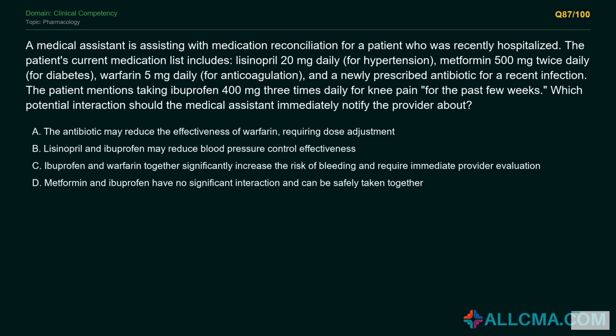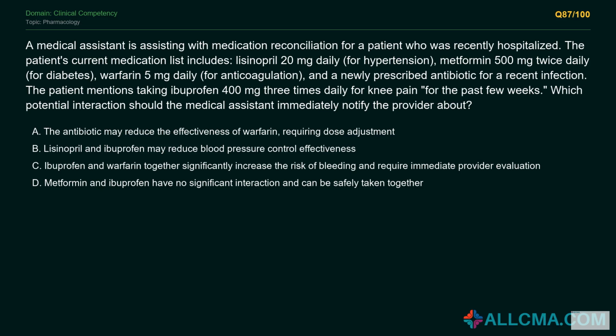Question 87. A medical assistant is assisting with medication reconciliation for a patient who was recently hospitalized. The patient's current medication list includes lisinopril 20 mg daily for hypertension, metformin 500 mg twice daily for diabetes, warfarin 5 mg daily for anticoagulation, and a newly prescribed antibiotic for a recent infection. The patient mentions taking ibuprofen 400 mg 3 times daily for knee pain for the past few weeks. Which potential interaction should the medical assistant immediately notify the provider about?